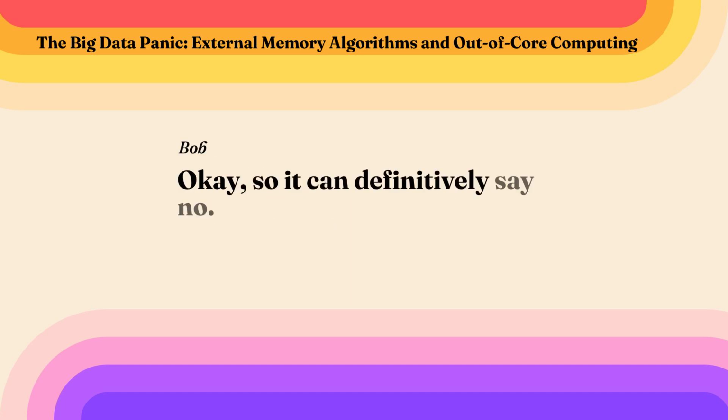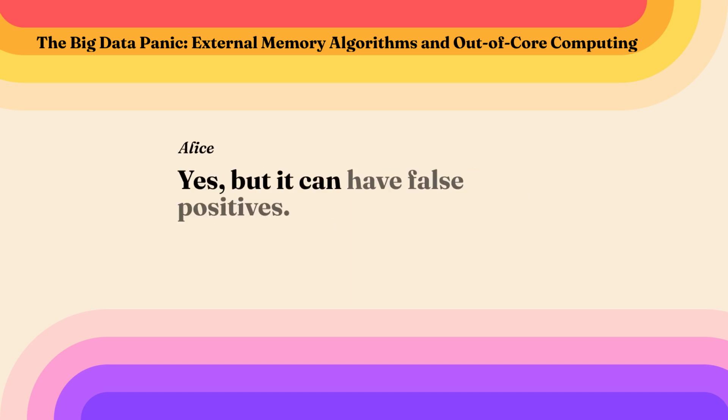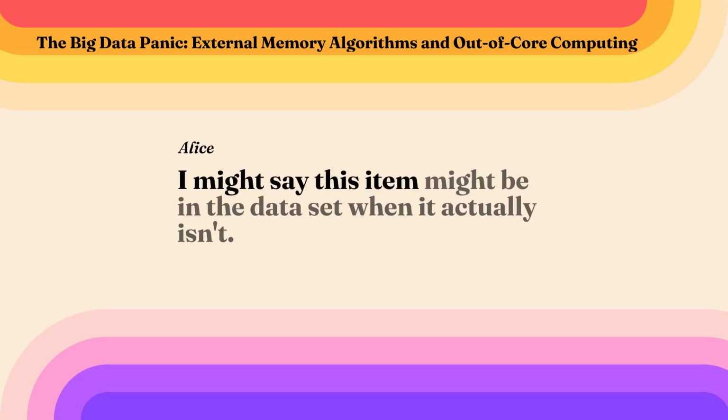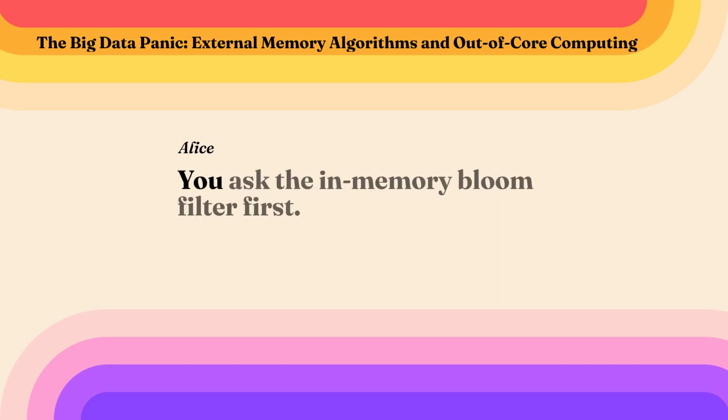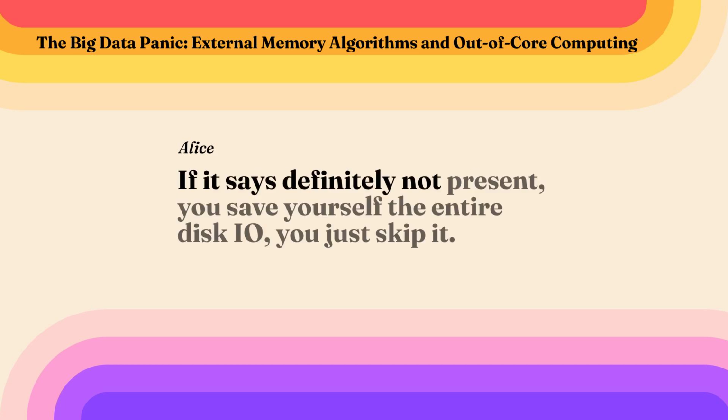Okay, so it can definitively say no. Yes. But it can have false positives. It might say this item might be in the data set when it actually isn't. So how is that useful? You use it as a cheap pre-check. Before doing an expensive disk lookup, like a B-tree search, to fetch a record, you ask the in-memory Bloom filter first. If it says definitely not present, you save yourself the entire disk I/O.